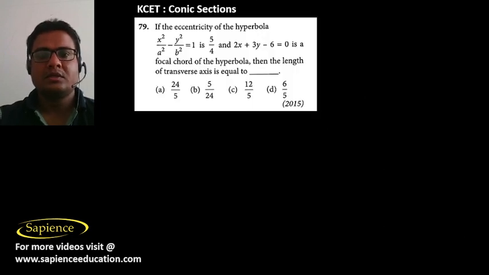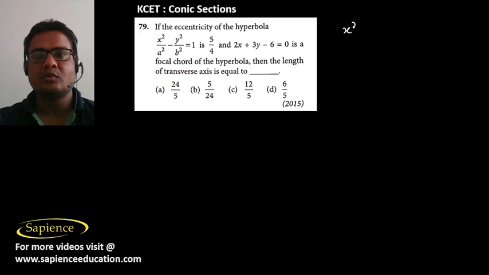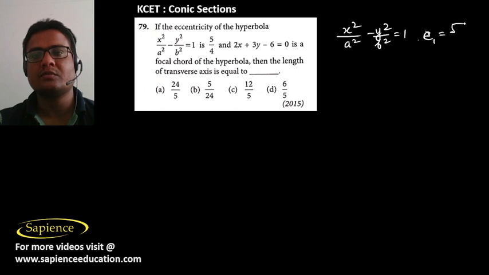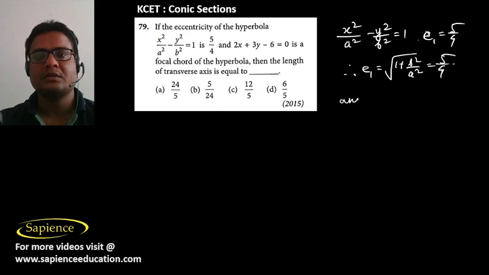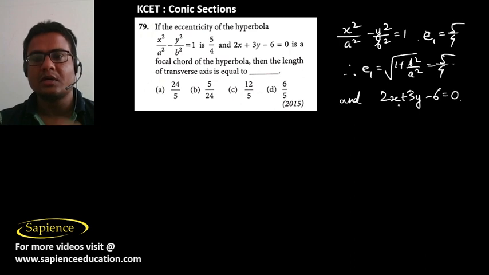Then it is told if the eccentricity of the hyperbola x square by a square minus y square by b square equal to 1 is, so here the eccentricity e1 is 5 by 4. Therefore e1 is equal to square root of 1 plus b square by a square, which is 5 by 4. And this 2x plus 3y minus 6 equal to 0 is a focal chord of the hyperbola.